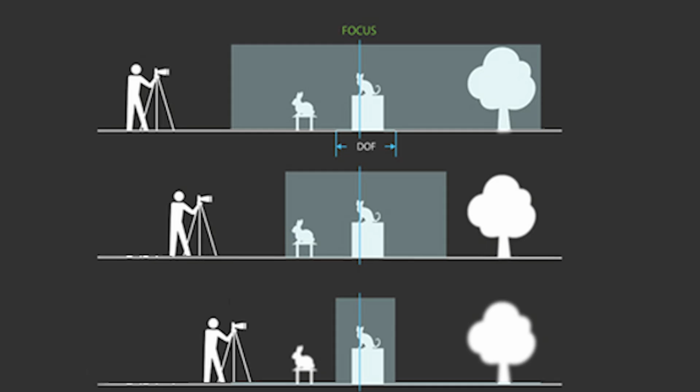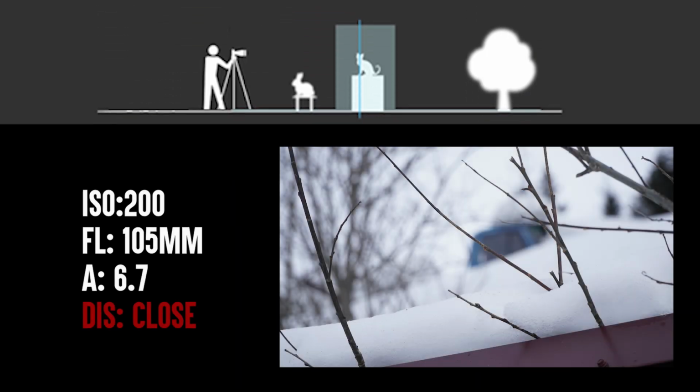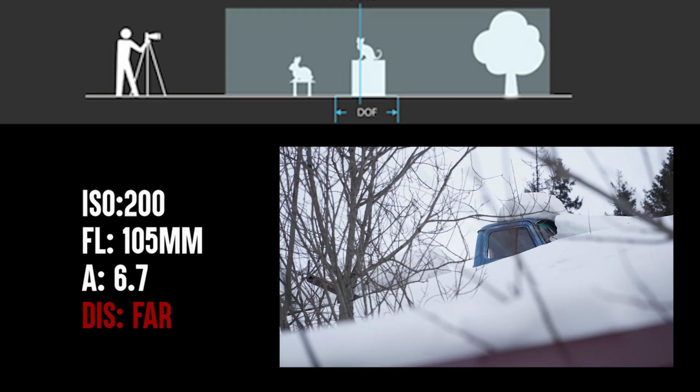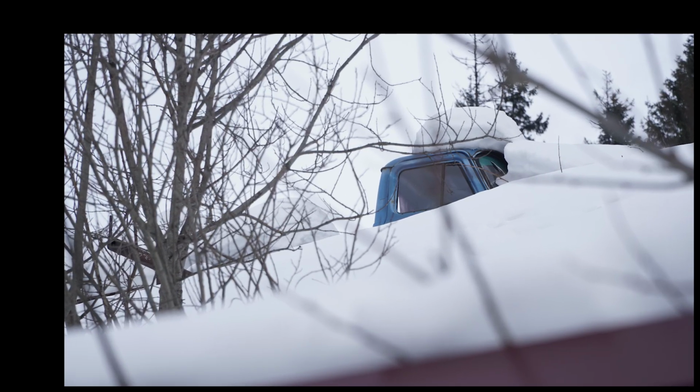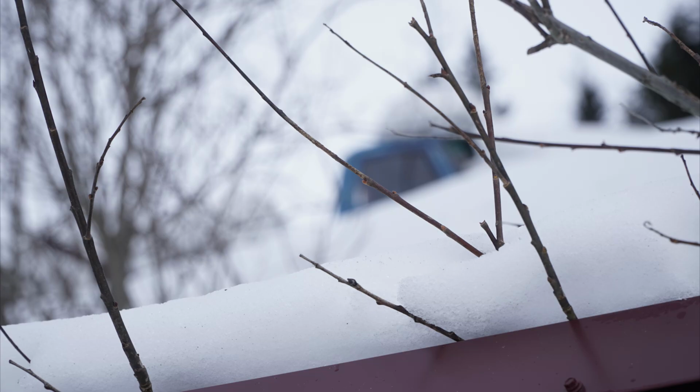The smaller the distance is between the subject and the camera, the less depth of field, and a bigger distance provides more depth of field. As we can see in this example, when we focus on the truck, which is further away, the trees in the midground and the deep background also come into focus. Whereas when we focus on these twigs, which are closer to the camera, everything else beyond that loses focus.